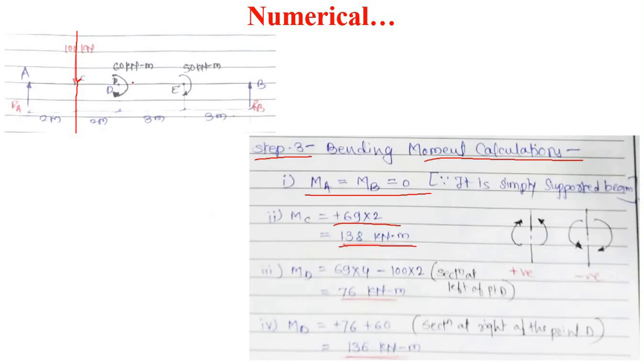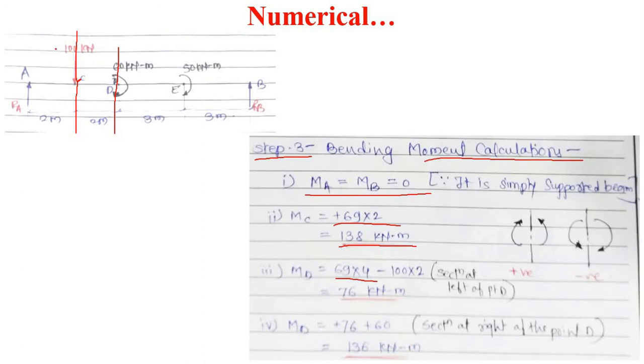Okay, next, bending moment at point D. Take a section at point D. RA into 2 plus 2, that is 4 meter. This RA into 4 is positive, 69 into 4.